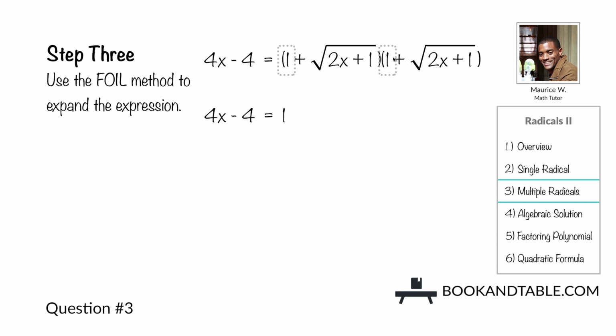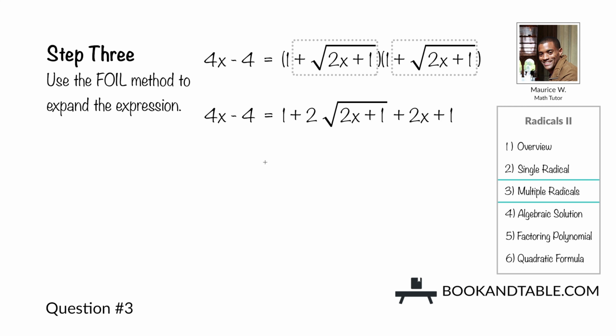So the first term, we multiply those in each binomial. 1 times 1 is 1. The outside terms, 1 times the square root of 2x plus 1 is the square root of 2x plus 1. Our inside terms, radical 2x plus 1 times 1 is radical 2x plus 1. We add that to our other square root of 2x plus 1, so we wind up with 2 of them. And then we multiply the last term of each binomial. So the square root of 2x plus 1 times the square root of 2x plus 1 is 2x plus 1.